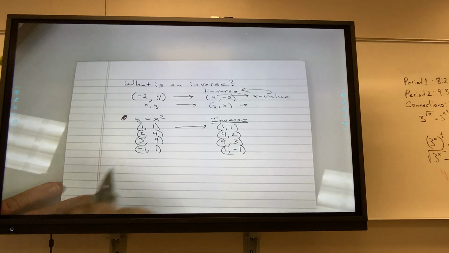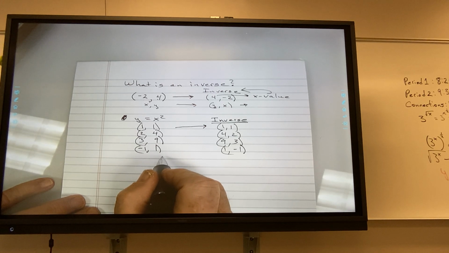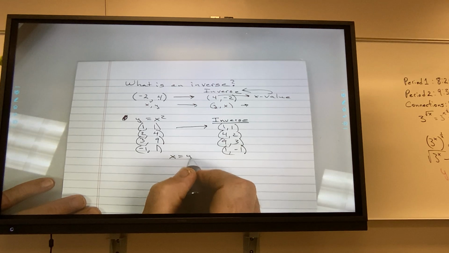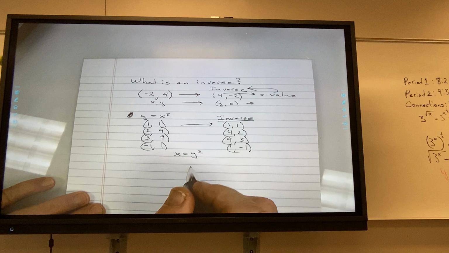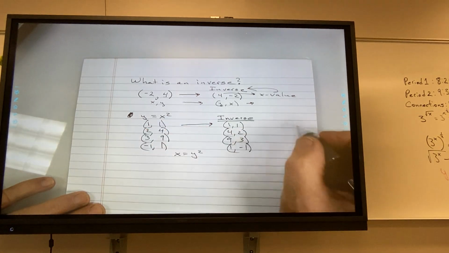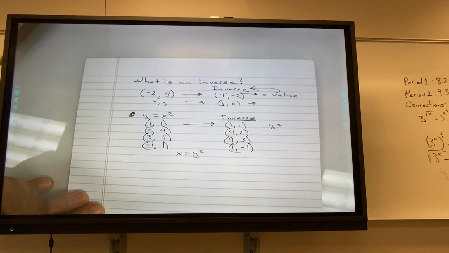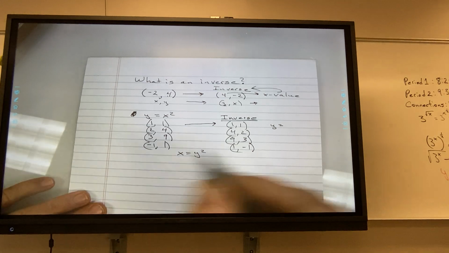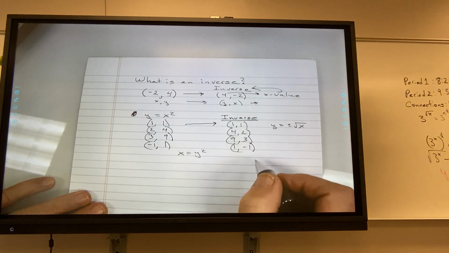All right, so, Matthew, you said something just a second ago. What did you say? x equals y squared. x equals y squared. So you're interchanging, you're switching the x and the y, correct? So that means over here, the inverse would be y equals what? Square root of x, plus or minus. Plus or minus the square root of x? Mm-hmm. Would people agree with that?